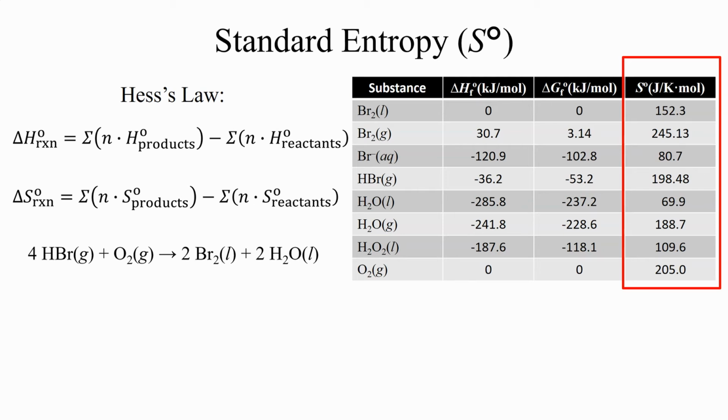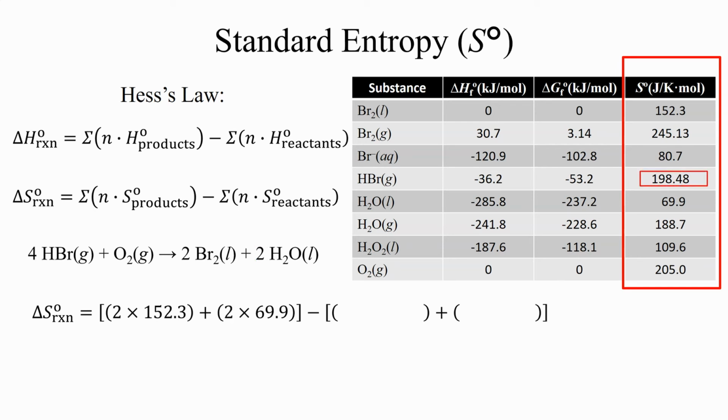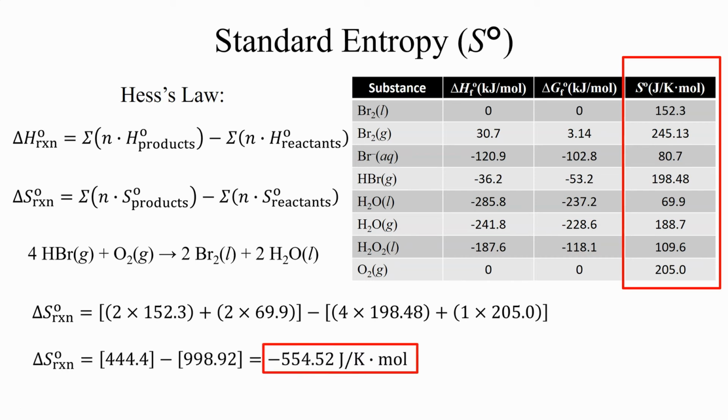We're going to take the reaction of hydrogen bromide with oxygen to create bromine and water. Again, this is products minus reactants, and always multiply these values times the stoichiometric coefficients in your reaction. So for instance, we have 2 bromine molecules. Make sure you get the correct state of matter. Add to that the 2 water molecules, liquid, not gaseous form, and not hydrogen peroxide. We're going to take the sum of those entropies and subtract from that 4 hydrogen bromide molecules in the gaseous phase and 1 oxygen molecule. Here we have an entropy change of negative 554.52 joules per Kelvin per mole.